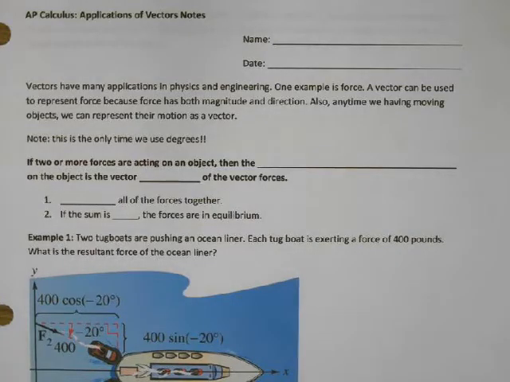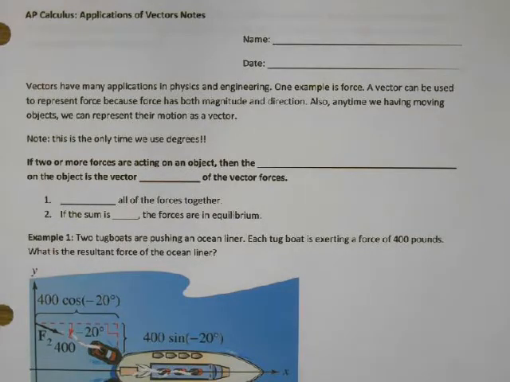So typically with force you would say how many pounds of pressure you have or something like that, and then the angle that you're coming at something with. Also, anytime we have moving objects, we can represent their motion as a vector. So we're thinking like a plane with the wind resistance and things like that. The thing to note about this, and you might want to highlight this, is that in calculus, this is one of the only times that we specifically use degrees. Every other time we've been using radians, but here in this context, we always use degrees.